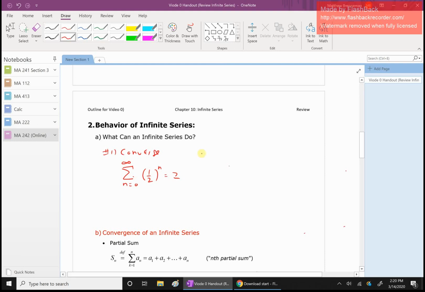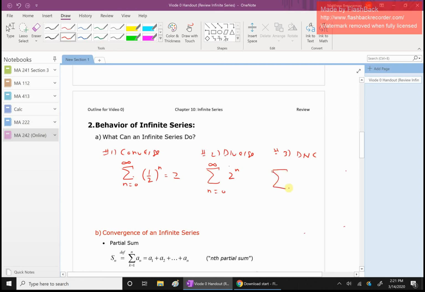And it can diverge. So if instead of 1 over 2 to the nth, I summed 2 to the nth, this thing is going to diverge to positive infinity. And of course, the last thing that can happen is that the sum does not exist. It does not converge.